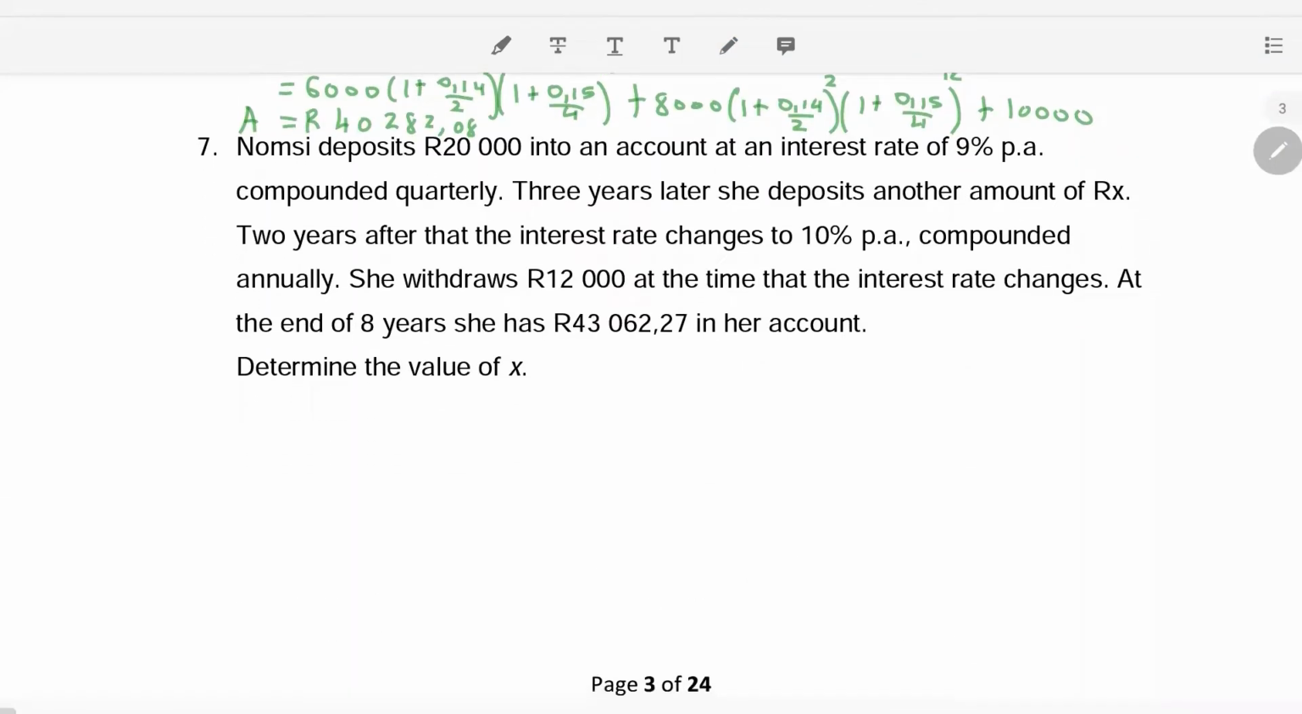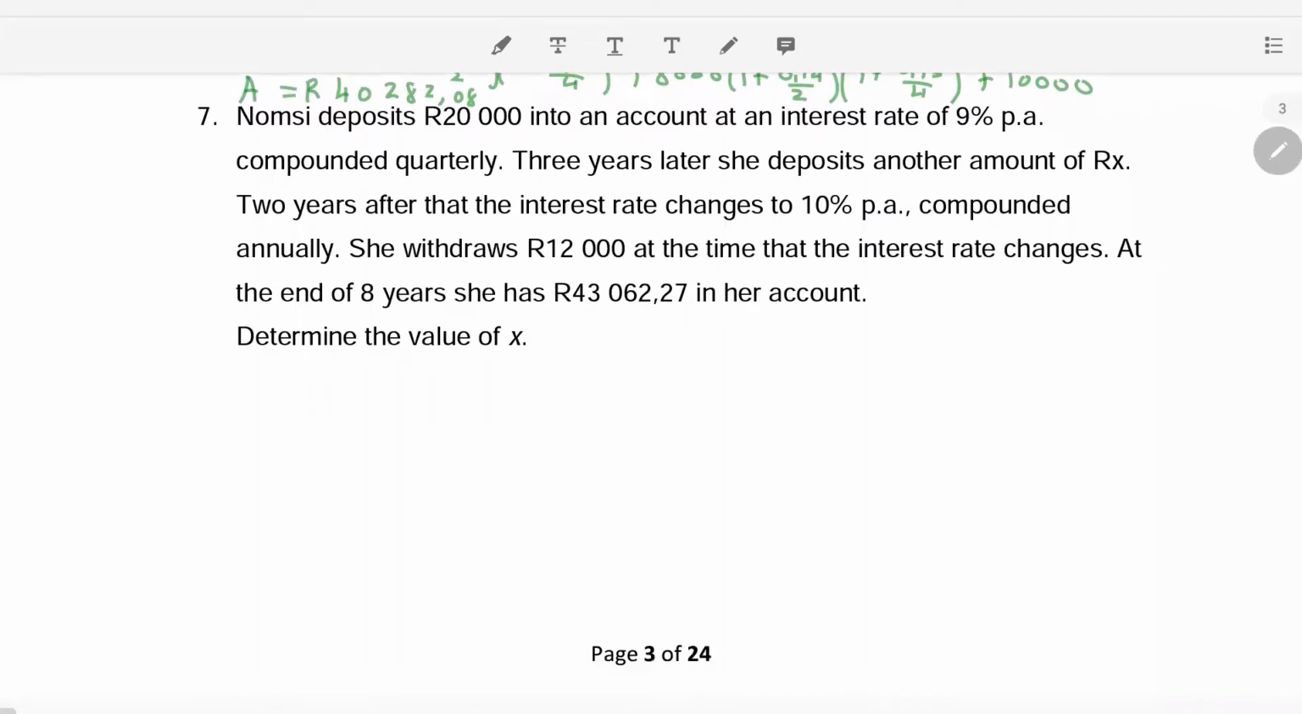NOMC deposits 20,000 into an account at an interest rate of 9% per annum compounded quarterly. 3 years later, she deposits another X amount, so that amount is unknown. 2 years after that, the interest rate changes to 10% compounded annually. She withdraws 12,000 at the time that the interest rate changes. At the end of 8 years, she has 43,062.27 rands in the account. Determine the value of X.